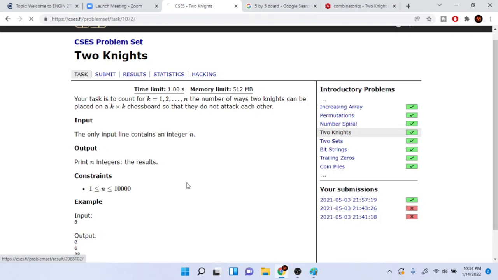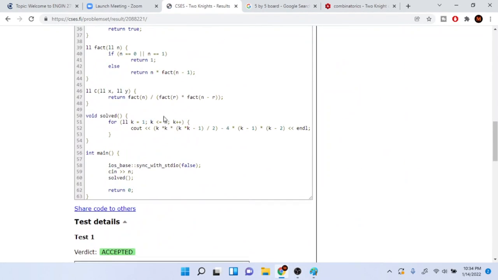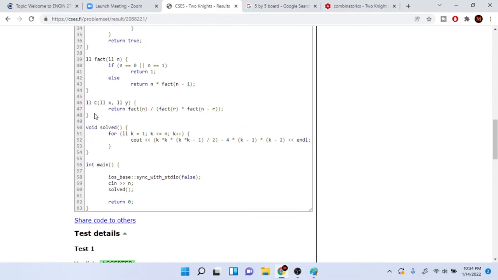So yeah, I could show you guys the code again. I just plug in k squared times k squared minus 1 over 2 minus 4 times k minus 1 times k minus 2, and loop from k equal to 1 up to n, including n. And the main reads n, and I just call solve. So yeah, this is the gist of the code.